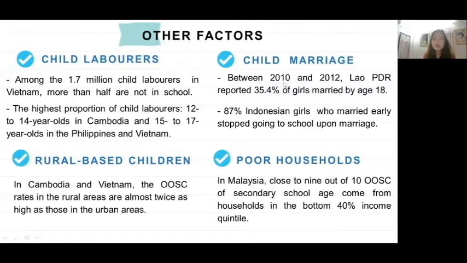Out-of-school children of lower secondary school age in all the countries in Asia follow the same trend. For example, in Malaysia, close to 9 out of 10 OOSC of secondary school age come from households in the bottom 40% income quintile. And that is all of the analysis of the situation with examples and statistics.